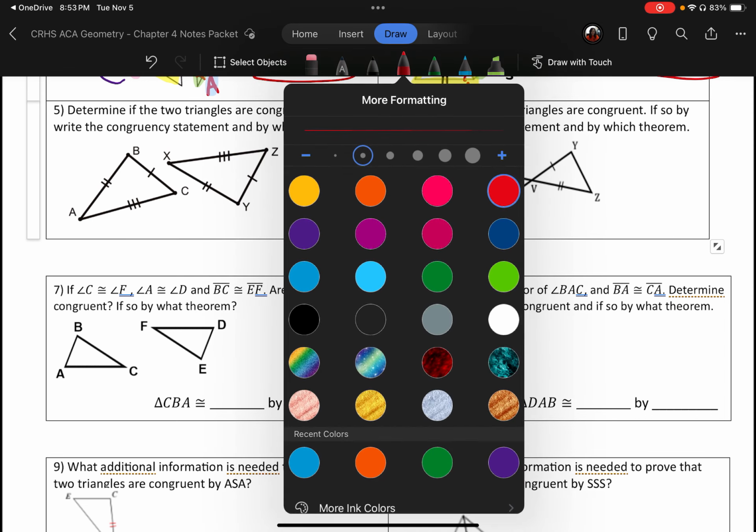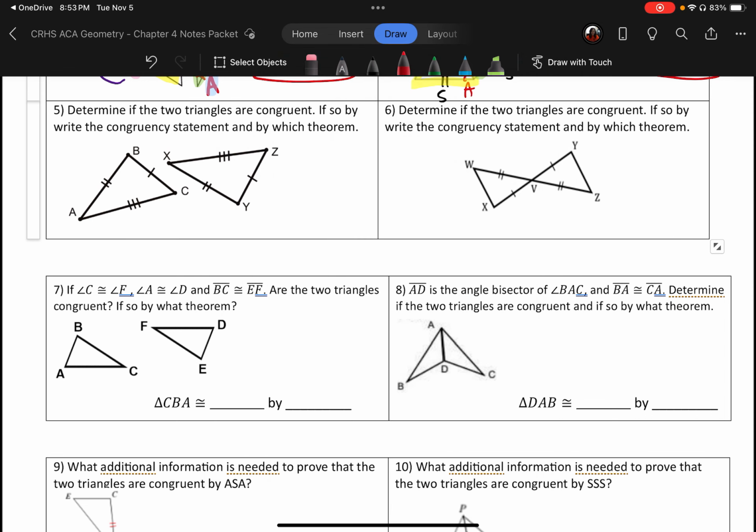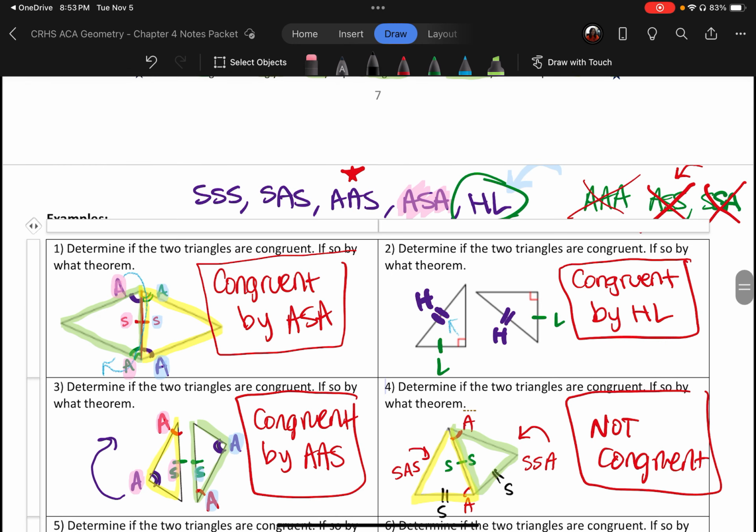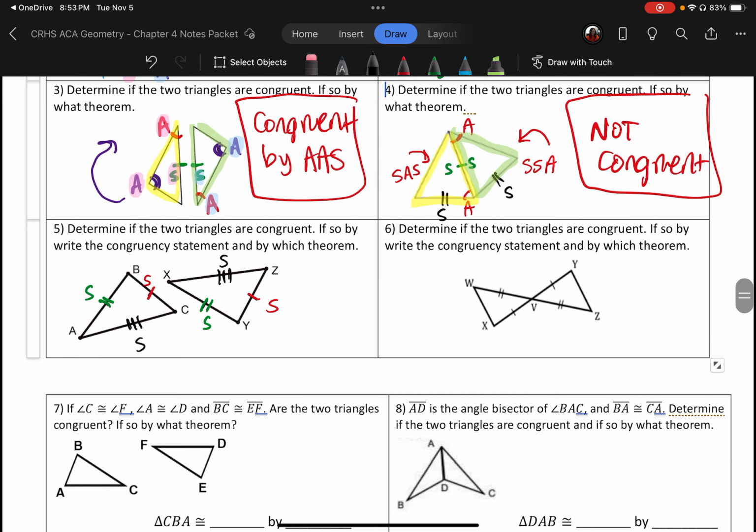So number 5 says, determine if the two triangles are congruent. If so, write the congruency statement and by which theorem. So what I notice here is that, look, this side is congruent to this side. This double tick mark is congruent to this double tick mark. And then lastly, this triple tick mark is congruent to this triple tick mark. So I read around the triangle, I have SSS. If I scroll up here, yeah, SSS works. So if SSS works, then I can say these two triangles are congruent. They're congruent by SSS.